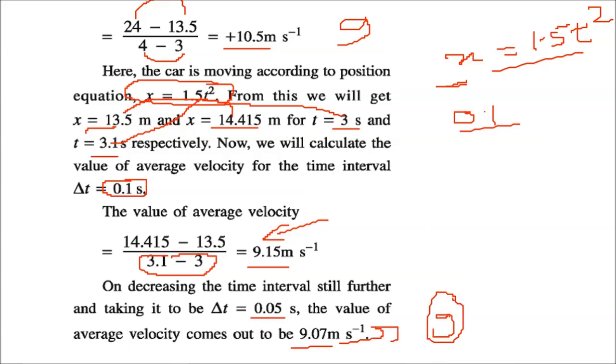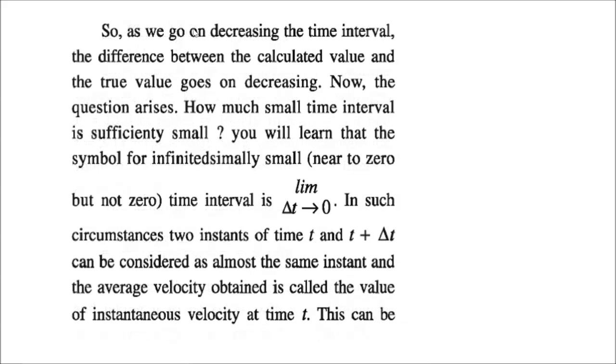So the idea is, when we go on decreasing the time interval, when we made it 3 seconds, 1 second, then 0.1, then 0.05, the difference between the calculated value and the actual value is decreasing. Now the question will come, how small a time interval is sufficiently small? We cannot have a zero value, but it should be infinitesimally small, near to 0, but it cannot be 0, because at 0 there will be no time interval.